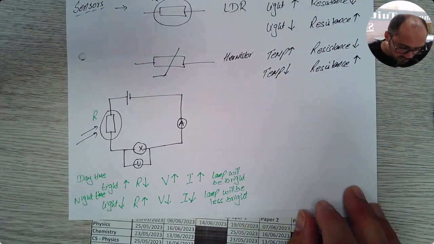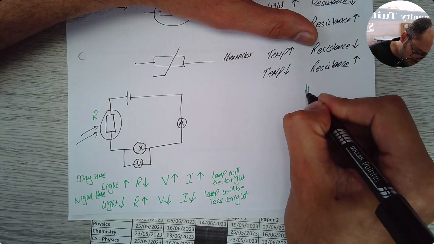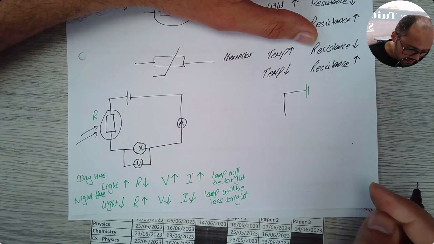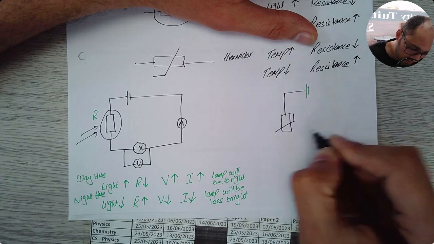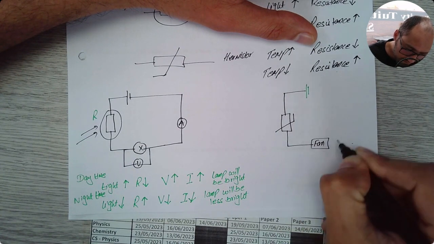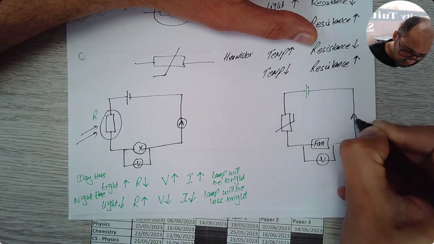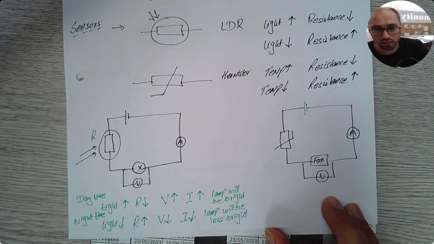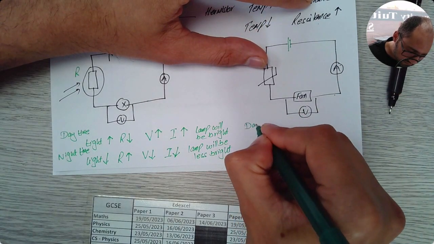We can have a similar circuit, but this time, rather than having an LDR, I can have a thermistor, and at this location I have a fan, a voltmeter V, and an ammeter A. Now, in this case, I'll say daytime.